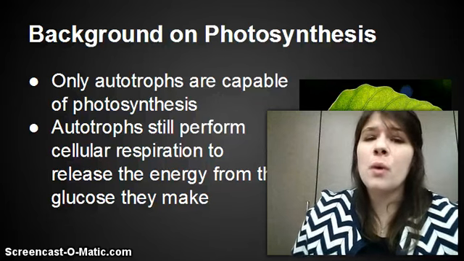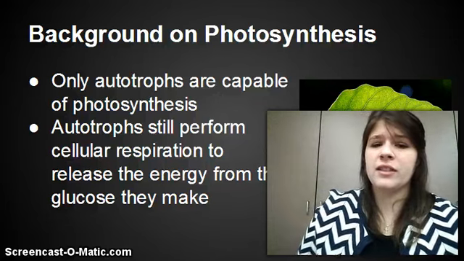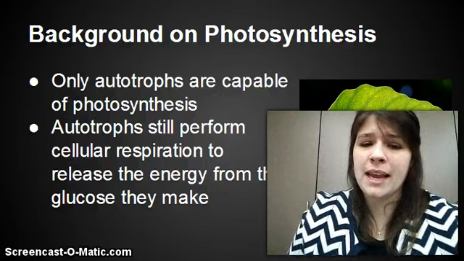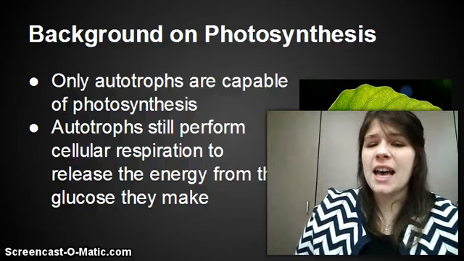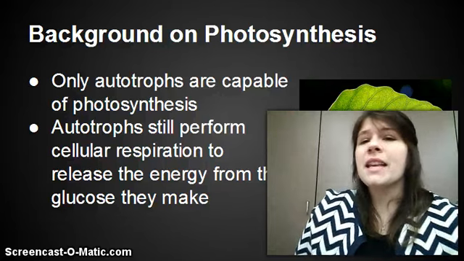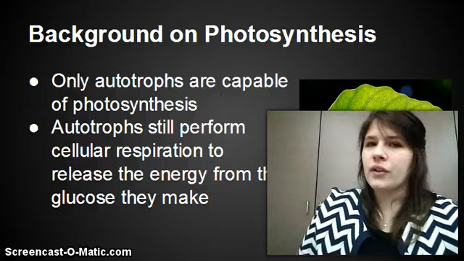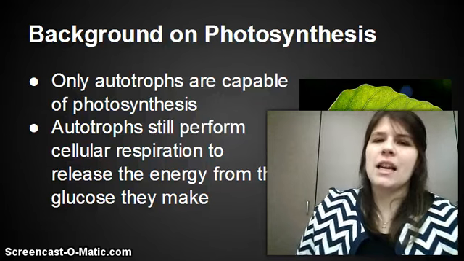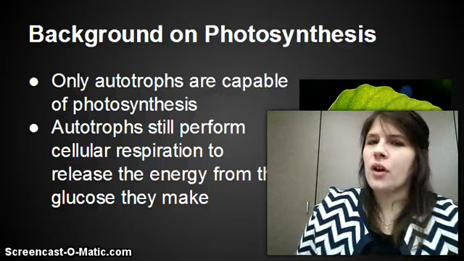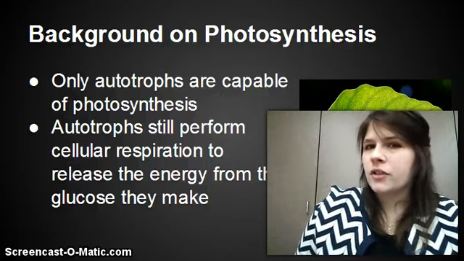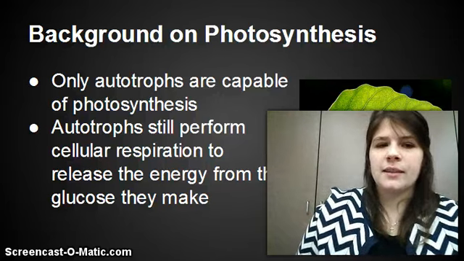Autotrophs still perform cellular respiration to release the energy from glucose they made. So just because they are making their own glucose or their own food doesn't mean they can release it automatically. They still have to go through all those processes in the mitochondria for cellular respiration.